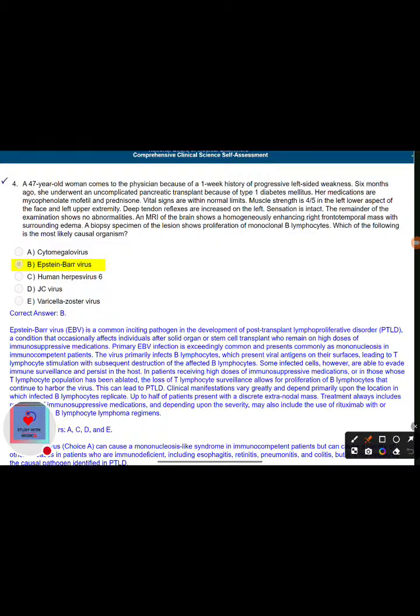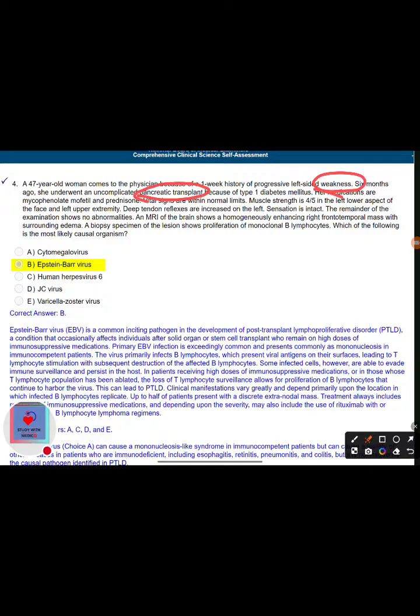A 27-year-old woman comes to the physician because of a 1-week history of progressive left-sided weakness. Weakness is the main complaint she's having. Six months ago, she underwent an uncomplicated pancreatic transplant because of type 1 diabetes mellitus. Her medications are mycophenolate mofetil and prednisolone, a steroid.